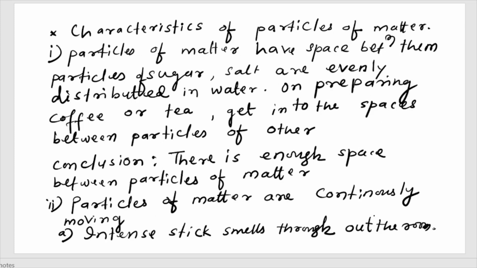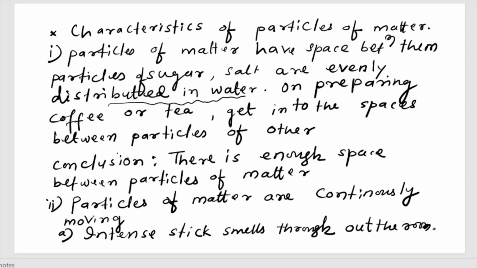Then what are the characteristics of particles of matter? What is their nature? Matter has space between its particles. When you take sugar, salt or any colorful salt and add it to water, it gets evenly distributed. There is no more sugar on one side or on the upper side; it is distributed equally.